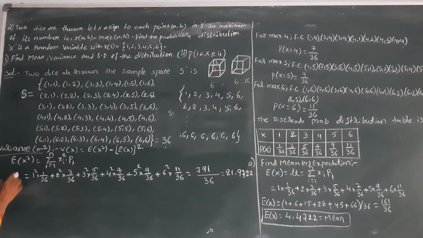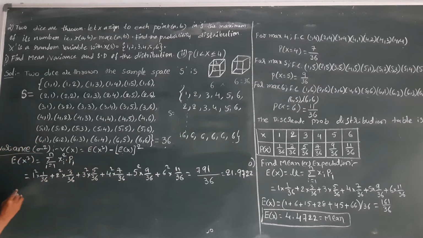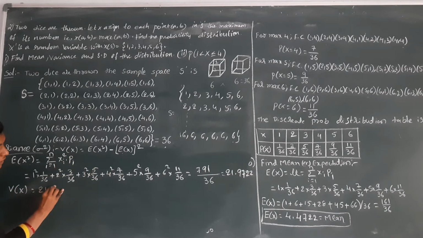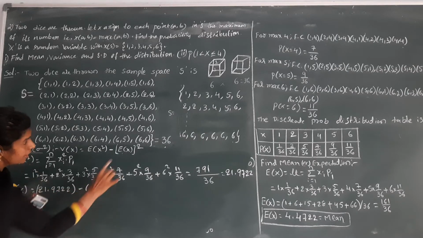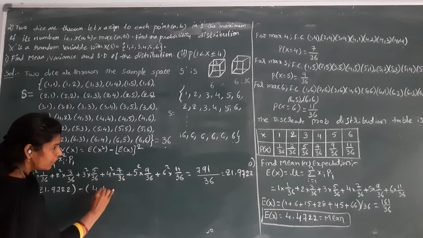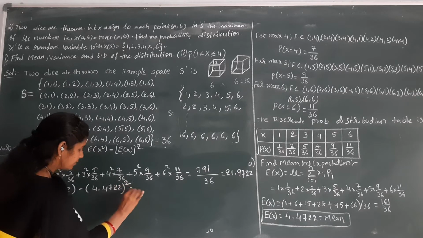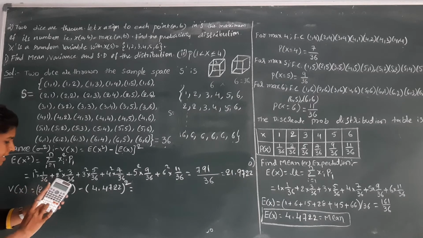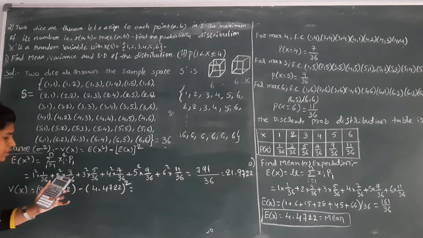21.9722. Now, this is only the value of E of x square. So, E of x square value we know and E of x value is also we know. Just substitute in the variance formula. That is E of x square value is 21.9722 minus E of x value is 4.4722 whole square.